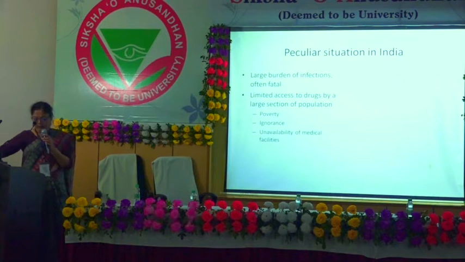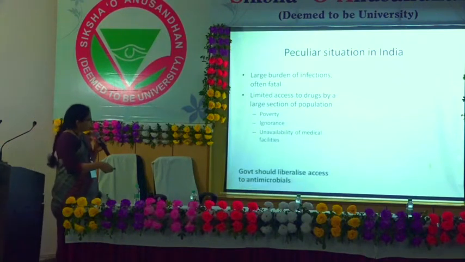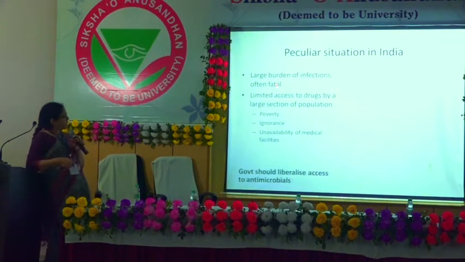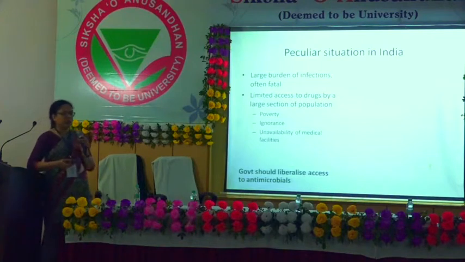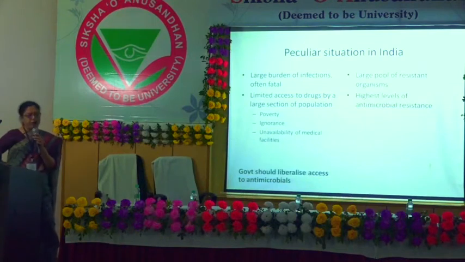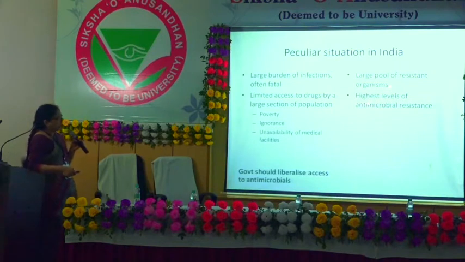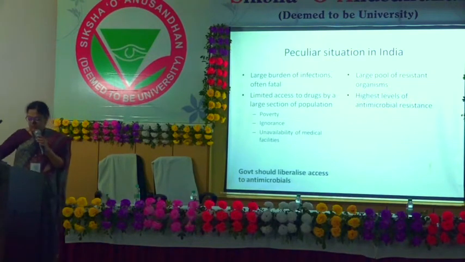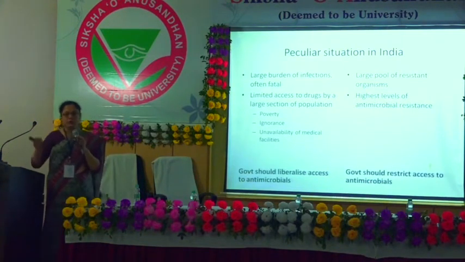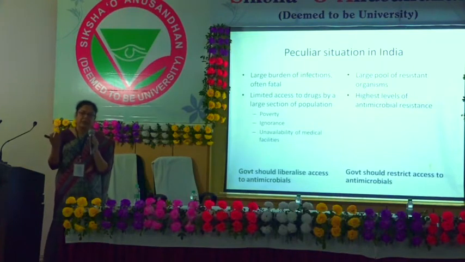Many of these are fatal, and so actually the government should liberalize access to antimicrobials because we have so much infection. Many of them are fatal. Patients don't have access. So antibiotics, which are the top end, should be given free of cost. But does it always work? On the other hand, we have the other situation where we have a large pool of resistant organisms, highest levels of antimicrobial resistance, and so the government should restrict access to antimicrobials. So two contradicting situations going simultaneously.